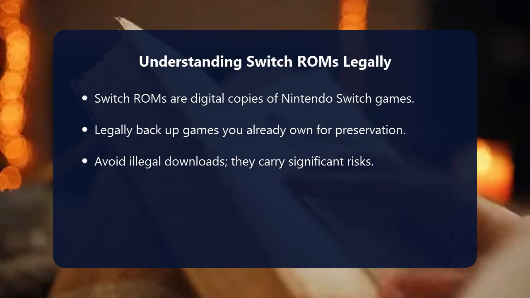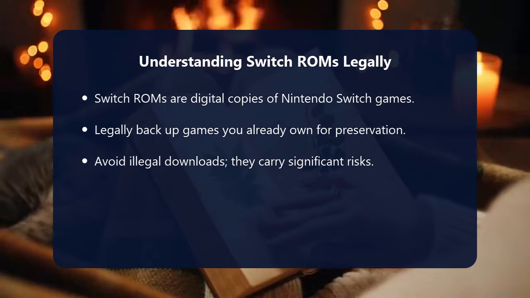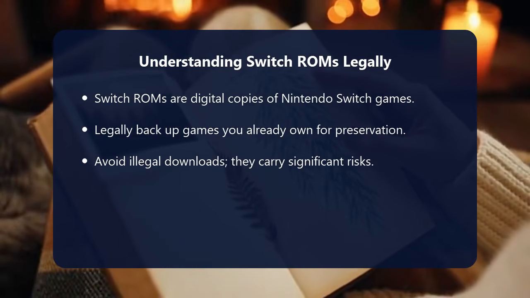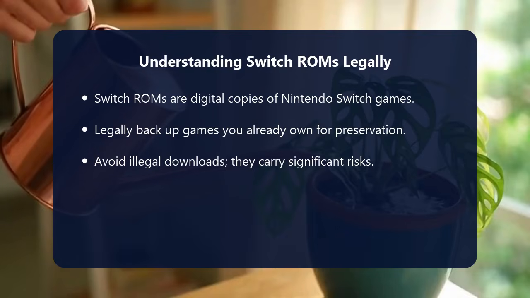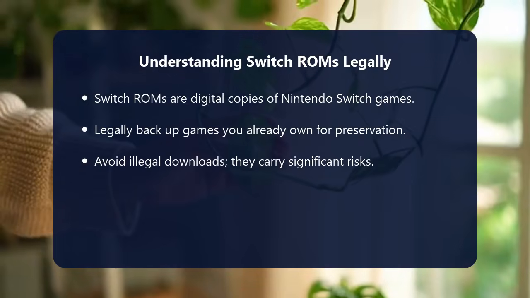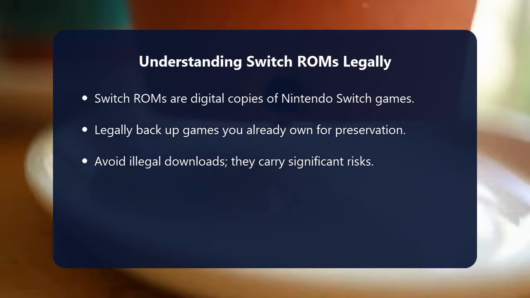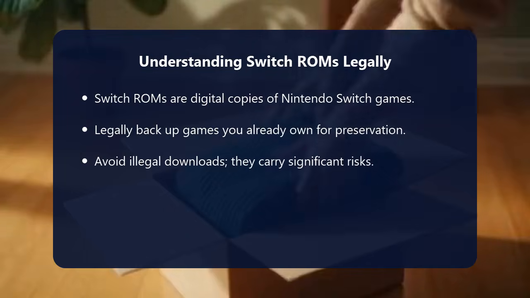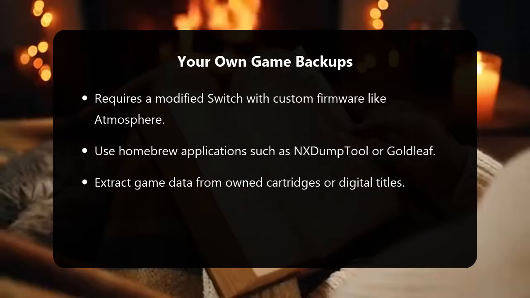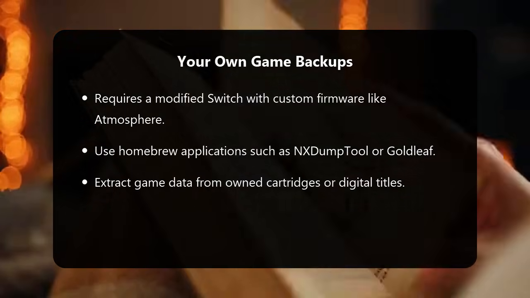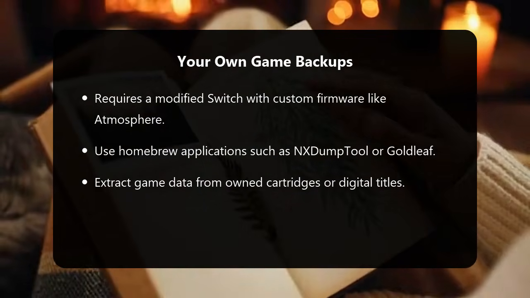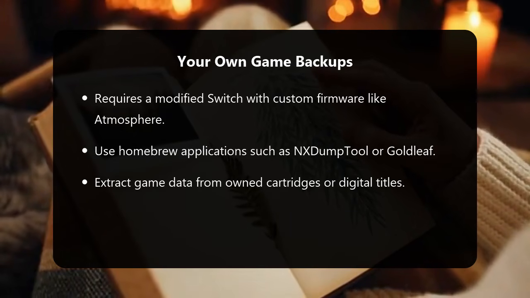For those seeking legitimate avenues, the primary and most recommended method is to create backups of your own physical game cartridges or digital eShop purchases. This process typically requires a Nintendo Switch console that has been modified or hacked to run custom firmware, such as Atmosphere. Once your console is running custom firmware, you can utilize Homebrew applications specifically designed for dumping games. Tools like NXDumpTool or Goldleaf are popular choices within the Homebrew community, allowing users to extract game data directly from their own cartridges or install digital titles onto an SD card.